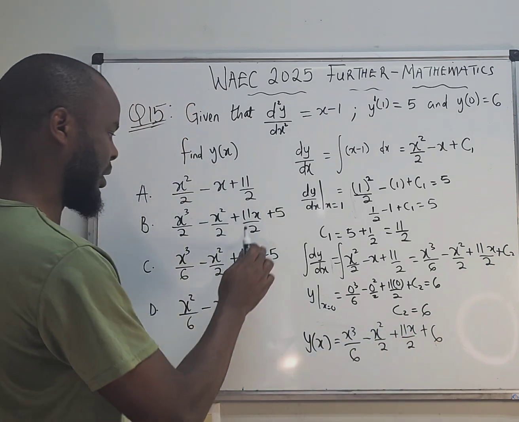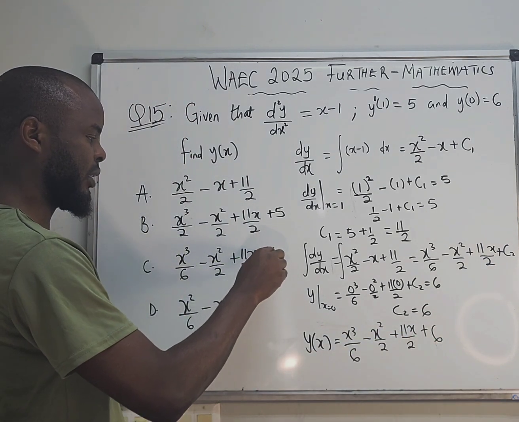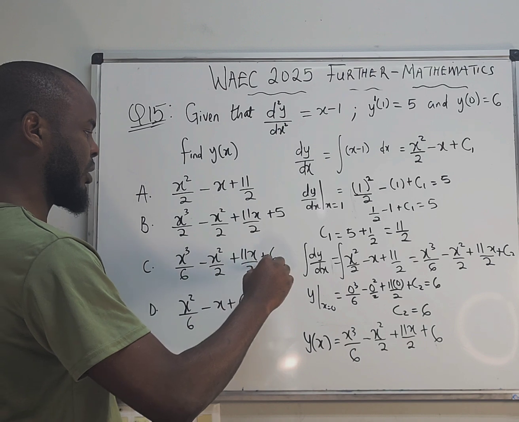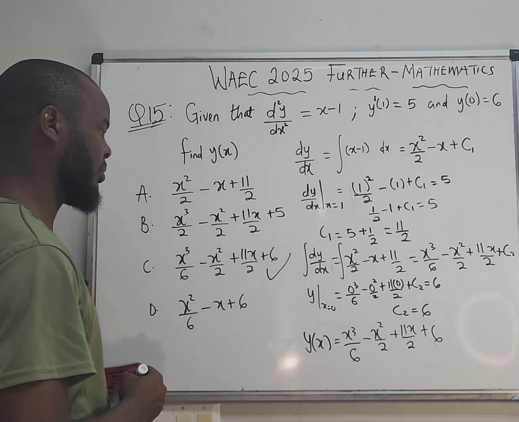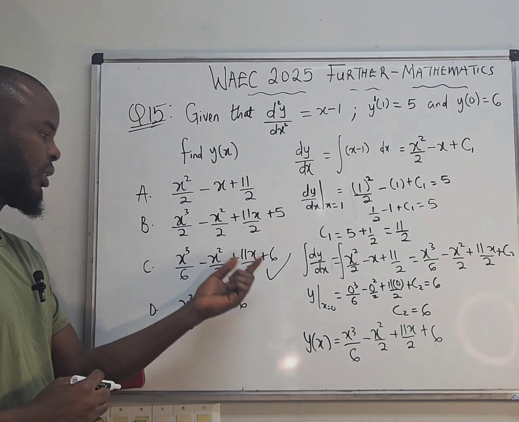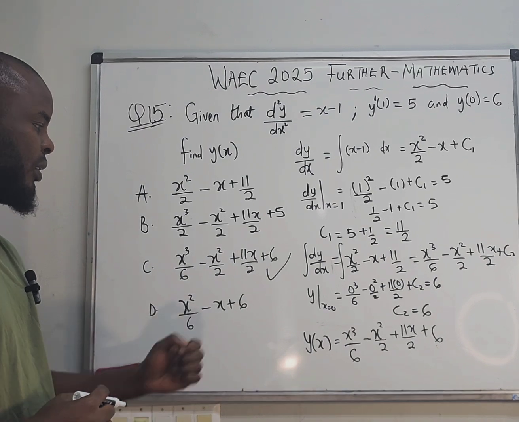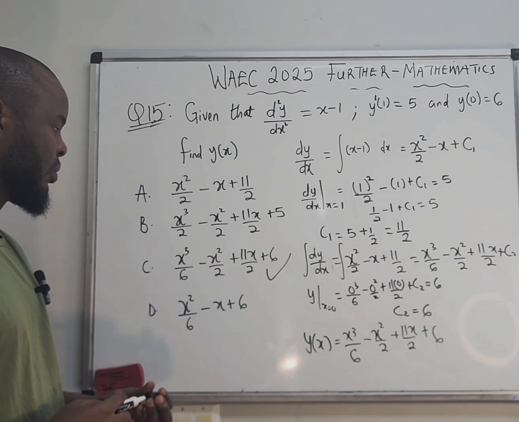So I think there's a mistake here from the options written. This should be 6, because this is going to be the best option to fill in this. So this should be 6 from the options. Now, this is the answer to the problem.